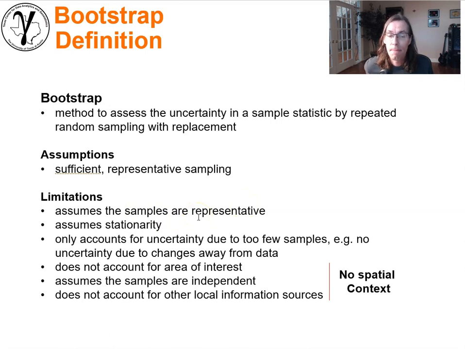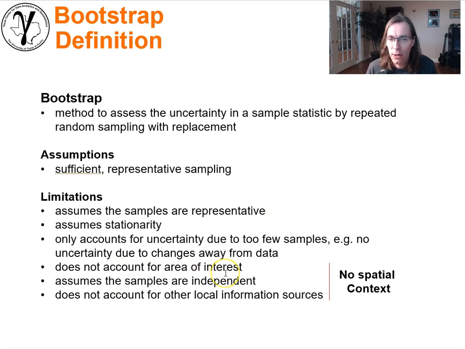Assume stationarity. Assumes that the data is going to be IID, independent identically distributed. There's not a significant trend in the data and so forth. Only accounts for uncertainty due to too few samples, no uncertainty due to changes away from the data. So if we're using Bootstrap to get uncertainty in some sample statistic, it's not accounting for things like interpretation, things like spatial context and so forth, and all of the spatial context comes in here.